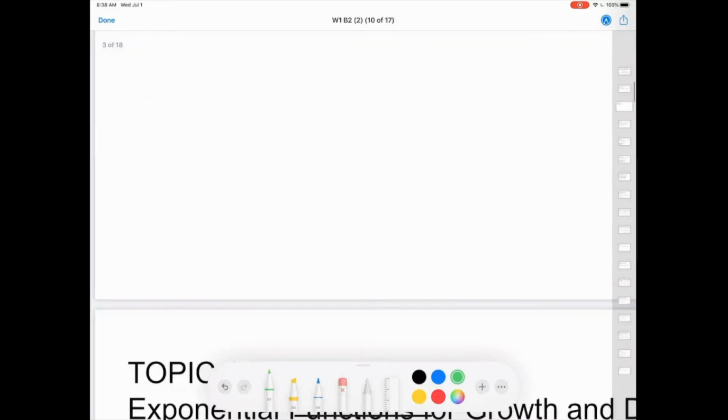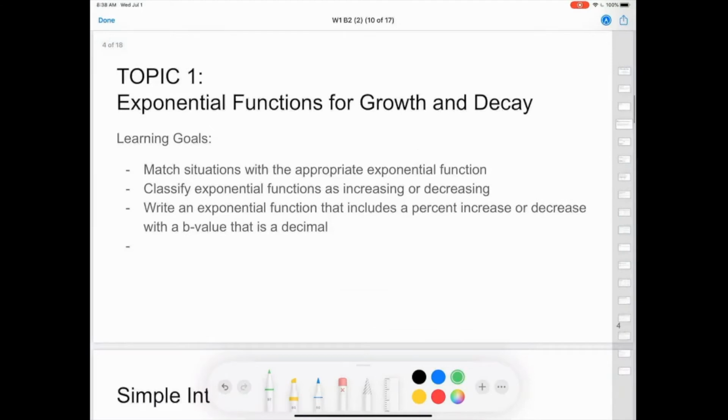Okay, let's go ahead and get started. So topic one is the first topic we're covering today. It's on exponential functions for growth and decay. I know that sounds scary, but it's actually not too bad.